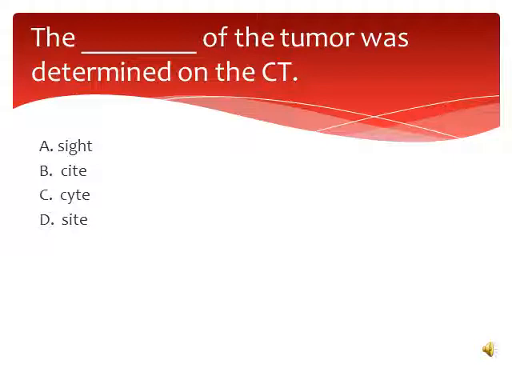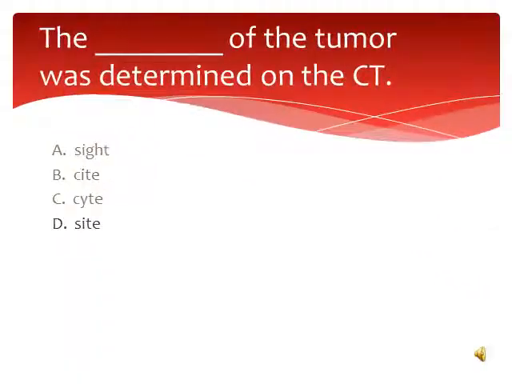How about this one? The site of the tumor was determined on the CT. Which site is correct? Letter D, site, S-I-T-E, is correct. So A, sight, of course, is our eyesight, the function of seeing. B would be quoting an authority. So when you're doing a research paper and you cite a reference, C-I-T-E. C is actually a suffix meaning the cell, and D, of course, then is a place or location. The site of the tumor was determined on CT.